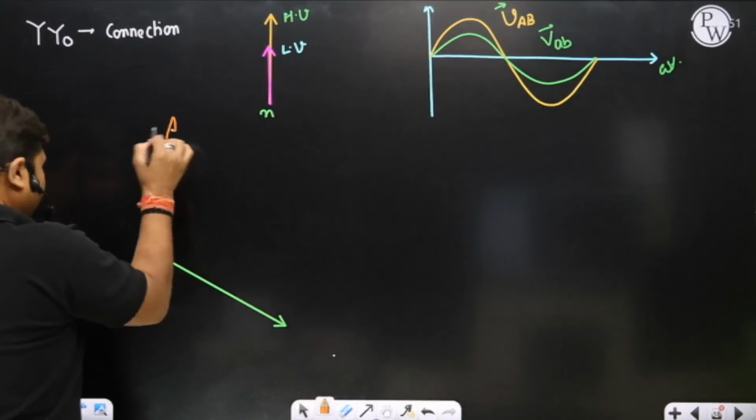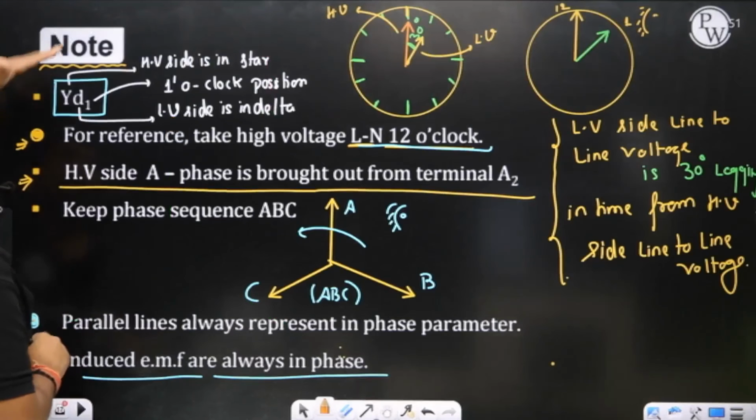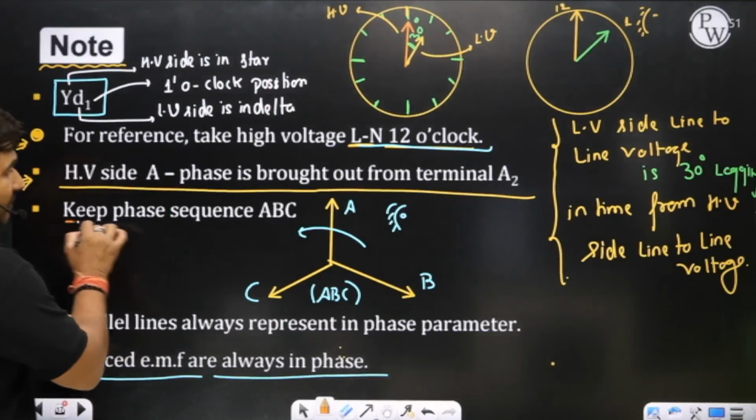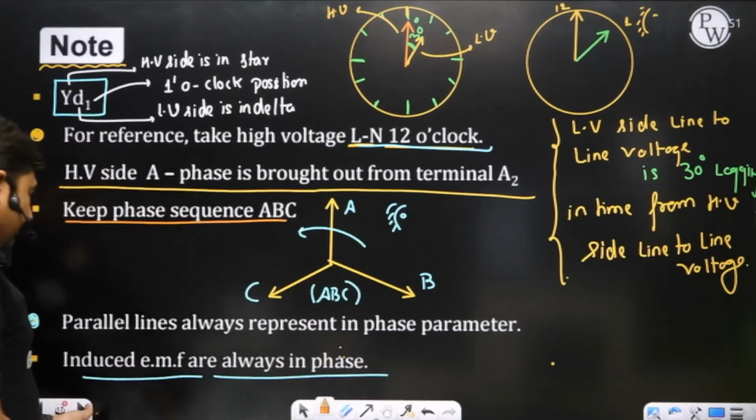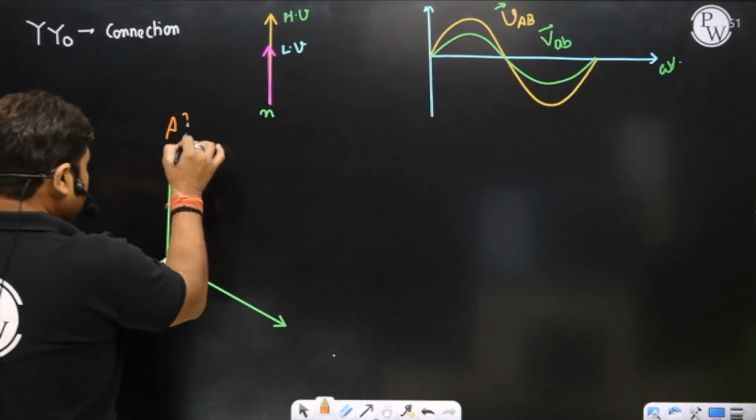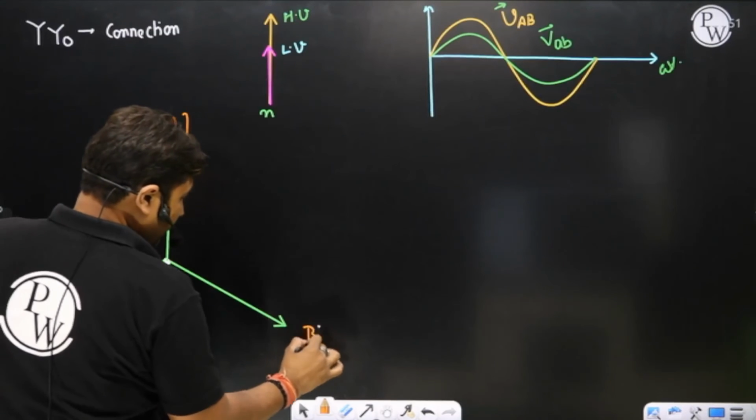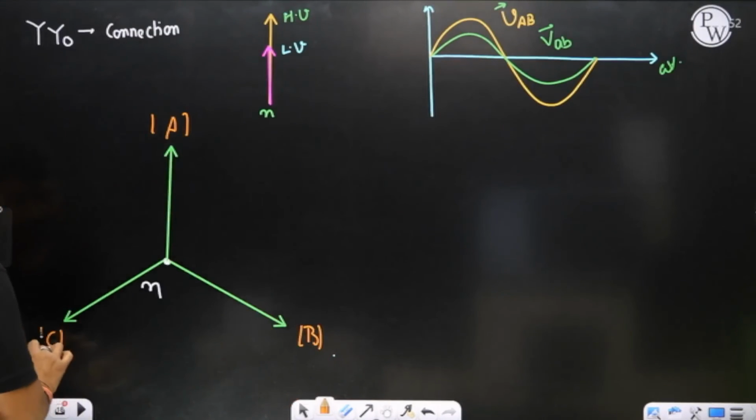We have to keep the phase sequence as per the node point. We have to keep the phase sequence ABC. We are always going to keep the phase sequence ABC. So I am writing A here, B here and C here. Now please observe here.